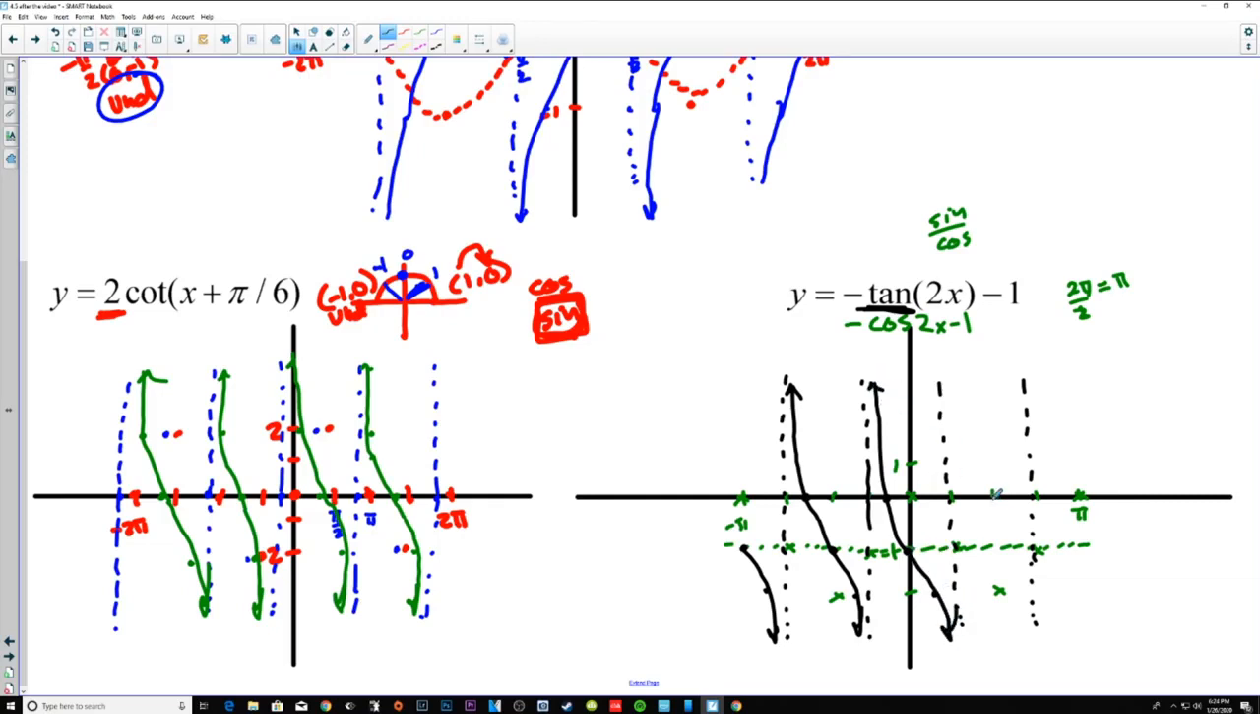So another full period of tangent. Here, here, and here. Like that. And one more little piece here and here. Like that.